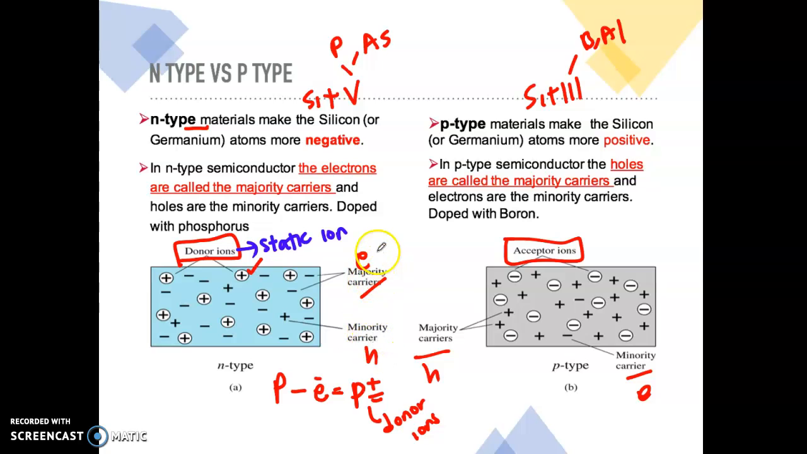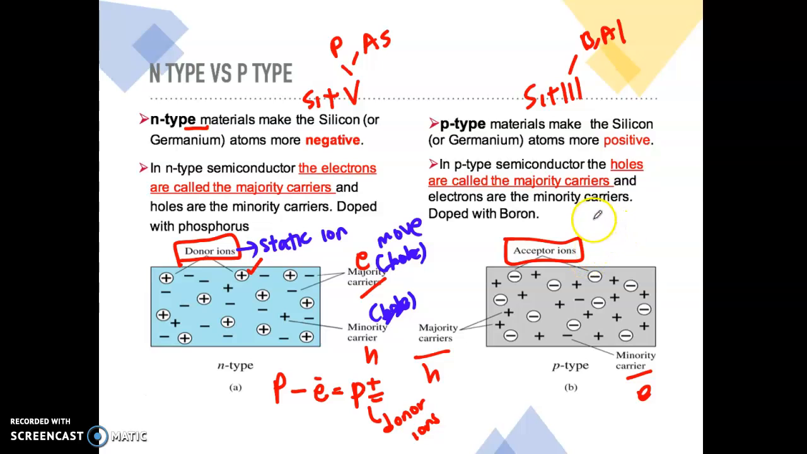The majority carrier and minority carrier are the ones that can move. Why do we need them to move? Because we want the current, right? So the electron can move, and the minority carrier also can move. But the static ion cannot. So why do we have a positive static ion here? Because it's trying to donate. So this ion is static and cannot be moved.